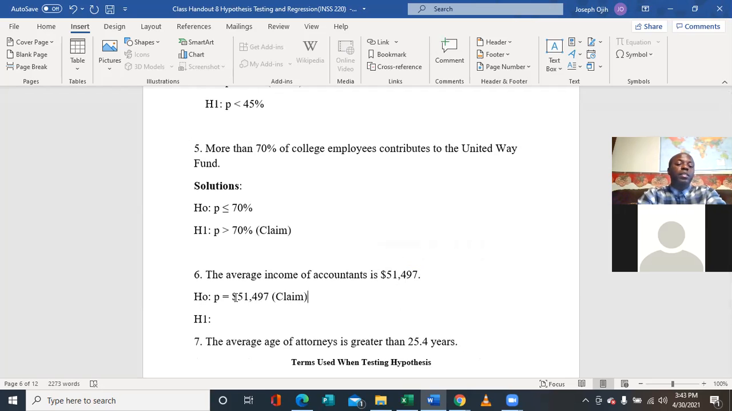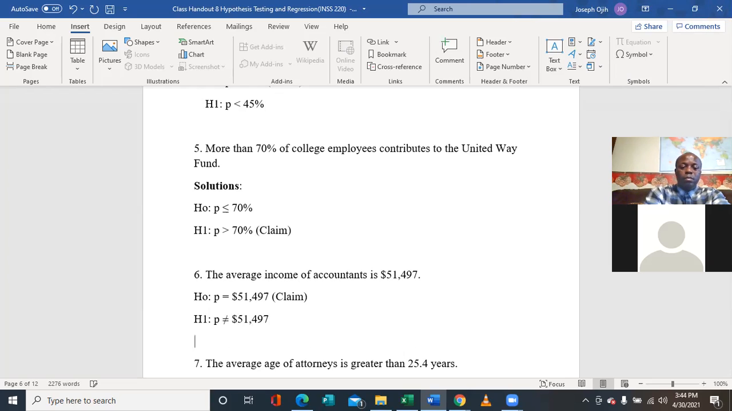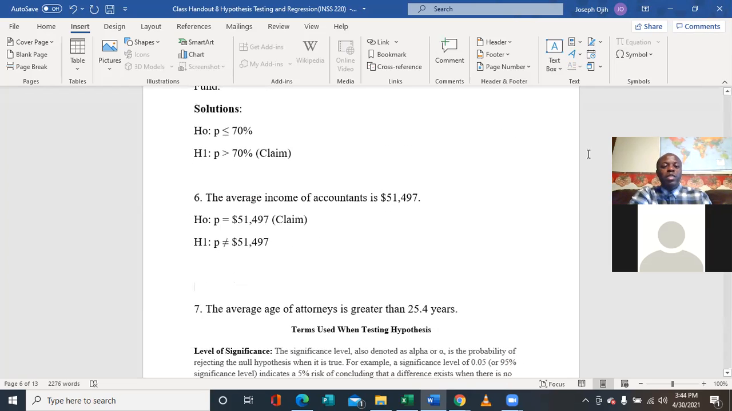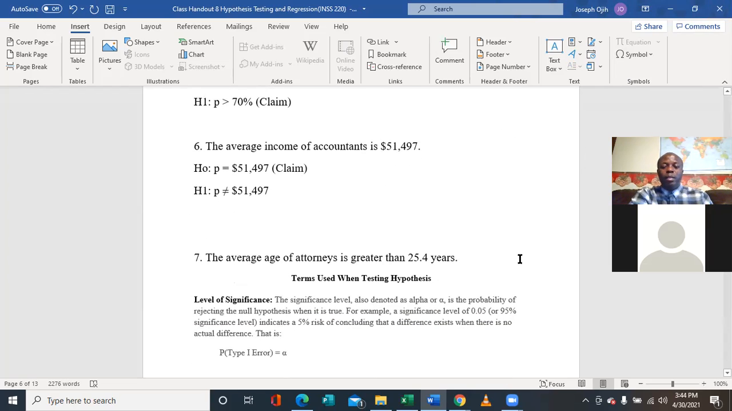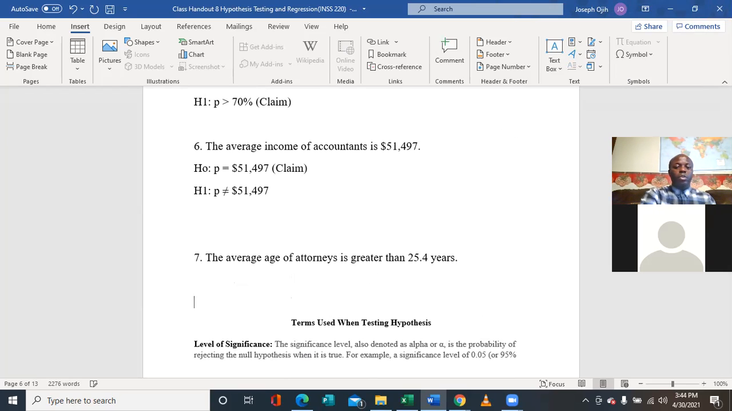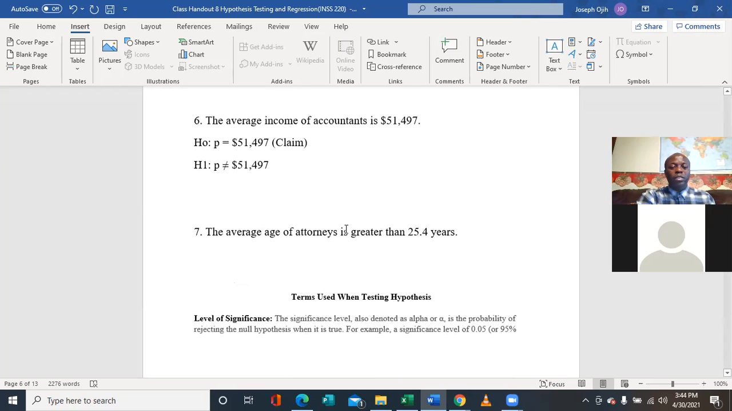And the alternative is P, the opposite of this, which is not equal to 51,097. So I have given you many examples on how to state hypotheses. The last example, then we round up, will be this one here. It says the average age of attorneys is greater than 25. This one is average, so I use P. Sorry, it's gotta be mean, not P. Mean. Sorry about that.